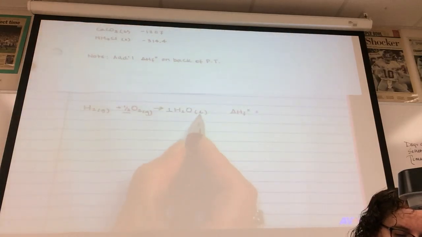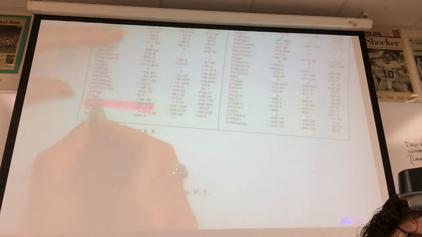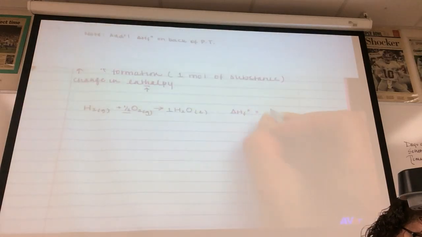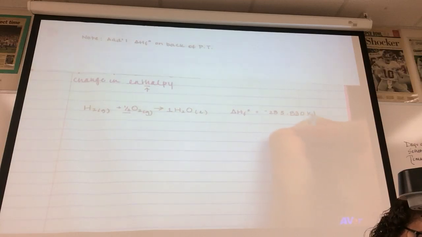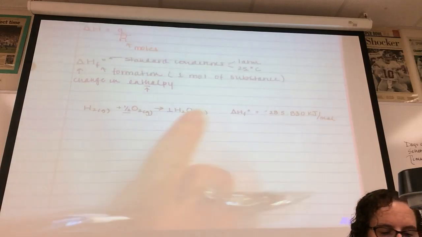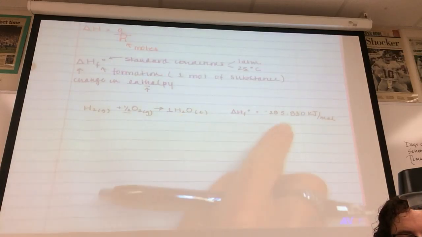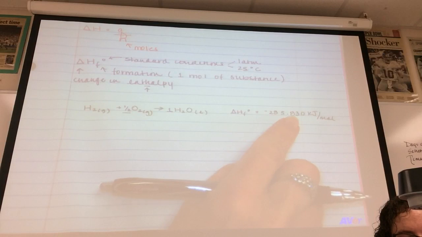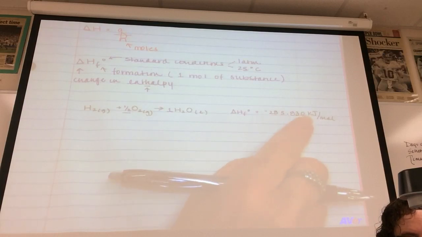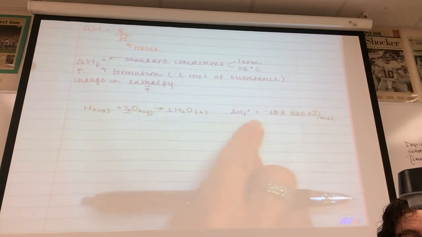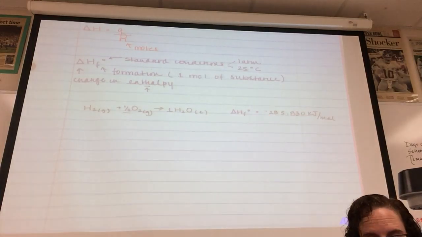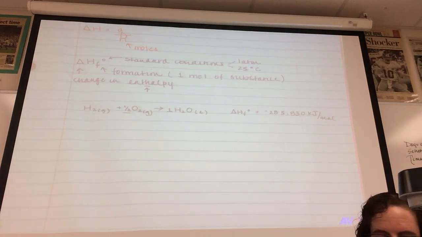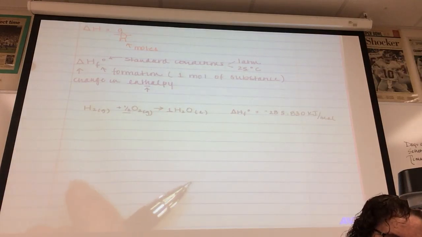So I want it for the liquid, and so for the liquid, it's negative 285.830 kilojoules per mole. For every 1 mole of water that you form, 285.830 kilojoules of energy is released. Because it's negative, it's exothermic, which is predicted in most synthesis, not all, but most synthesis reactions.